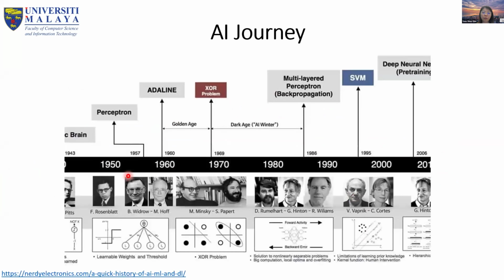Right, so as mentioned, it started in 1950. It went through some dark ages, which is the AI winter, because during that time we did not have enough computational resources and also digital information to proceed. But with the advances in electronics and computer resources, we are now able to train a very big model, right, with a lot of digital data.